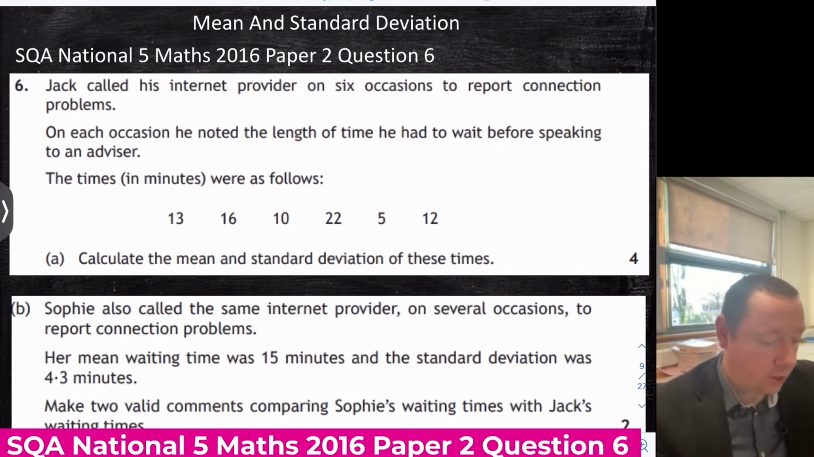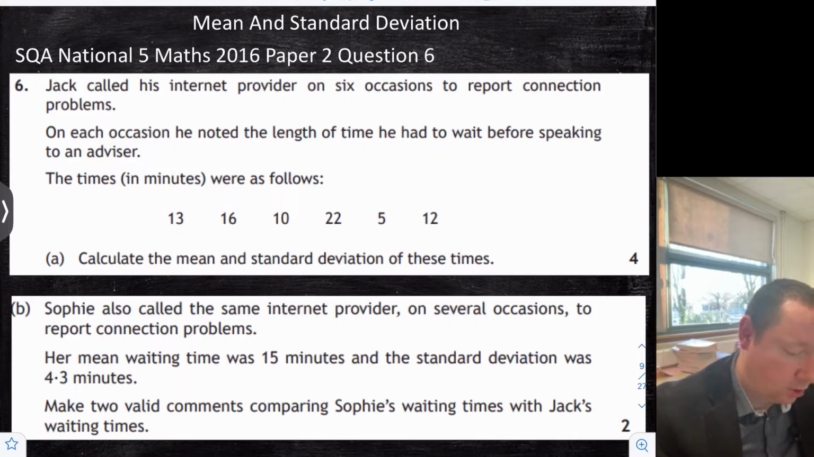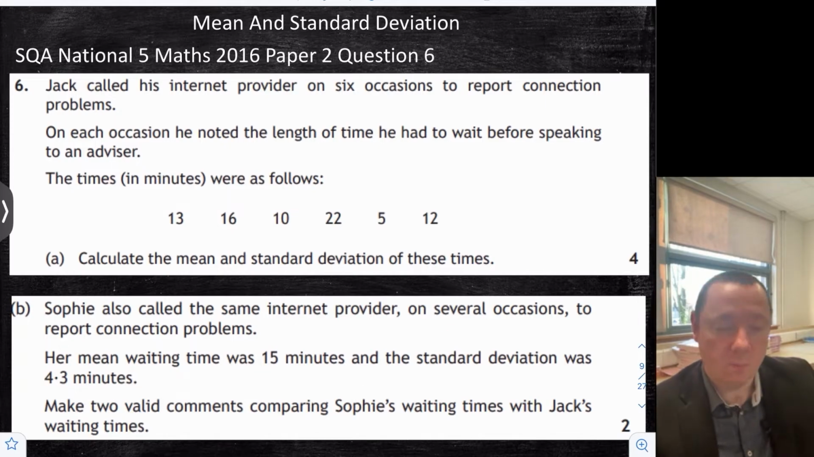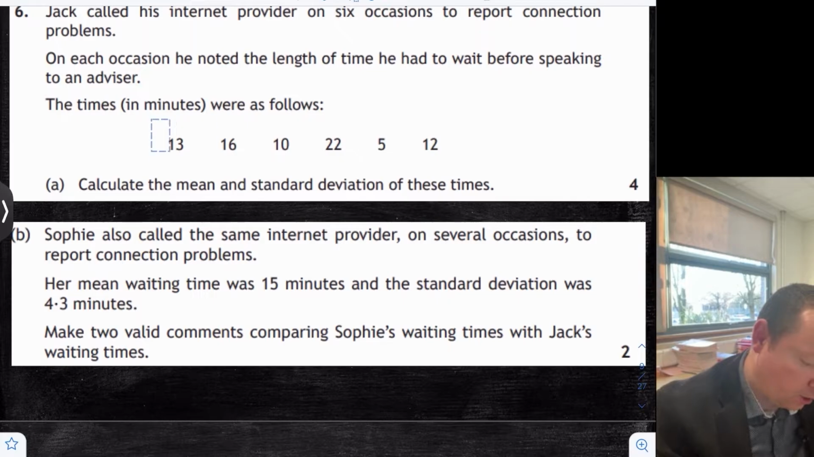Now a mean and standard deviation question, SQA National 5 Maths 2016, paper 2, question 6. Jack called his internet provider on 6 different occasions to report a connection problem. On each occasion he noted the length of time he had to wait, times in minutes are these. Calculate the mean and standard deviation of these times, and then there's a comparison question, which we'll get to in a moment. So for the mean and standard deviation, the bit I need is just these numbers.